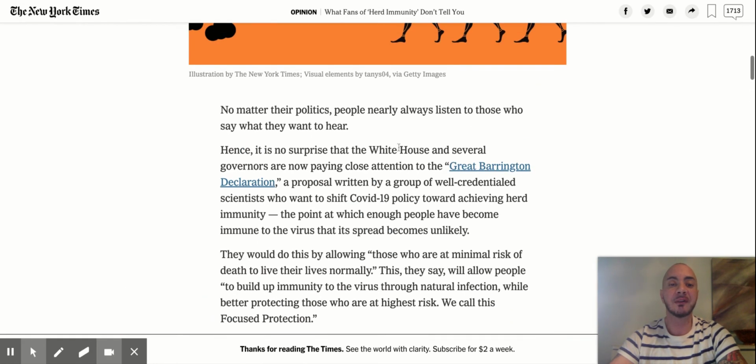And what the writer does is we begin with this interesting hook statement. It's this first paragraph right here. No matter what their politics, people nearly always listen to those who say what they want to hear.